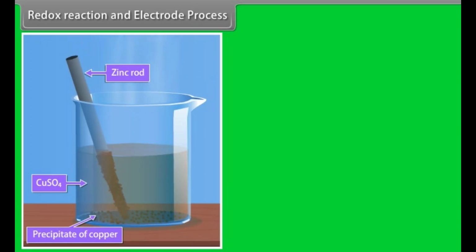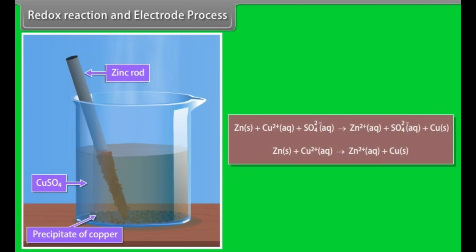A reddish-brown precipitate of copper settles down at the bottom of the beaker. The reaction takes place with the evolution of heat. The solution remains electrically neutral. The reaction does not continue indefinitely but stops after some time.